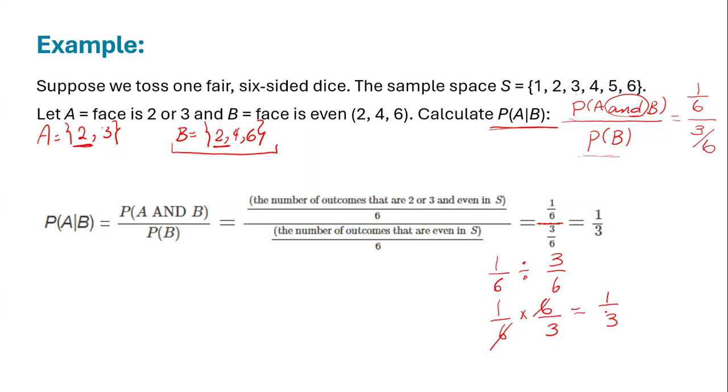Or instead of using the formula, you can just find the probability of A given B. We want to find the probability of A when B has already occurred. So that means when B occurred, B only has 3 outcomes. And out of those 3 outcomes, we want to find the probability of A, the probability of getting 2 or 3. Out of these 3 outcomes, can you tell me how many of them are 2 or 3? Just one of them. So out of those 3, I only have 1, so it's 1/3. We can just find it without using the formula.